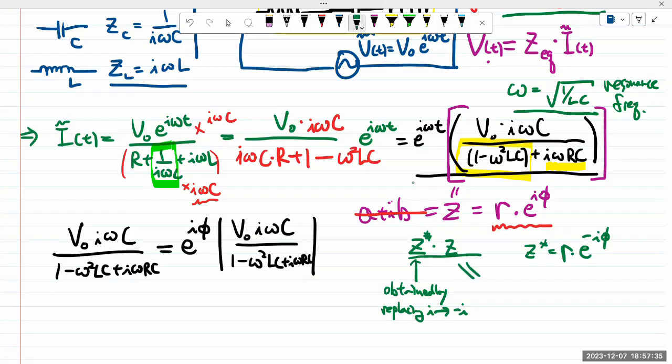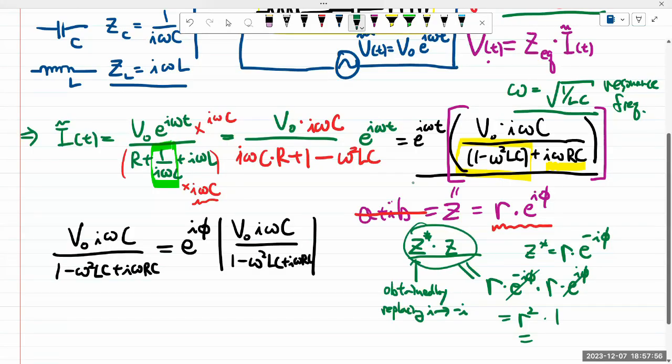Let's do it. When you do it, you have r times e to the minus i phi times r times e to the i phi. You get r times r, so r squared. You get e to the minus i phi times e to the i phi, they just cancel out. So this product here gives you the magnitude squared.